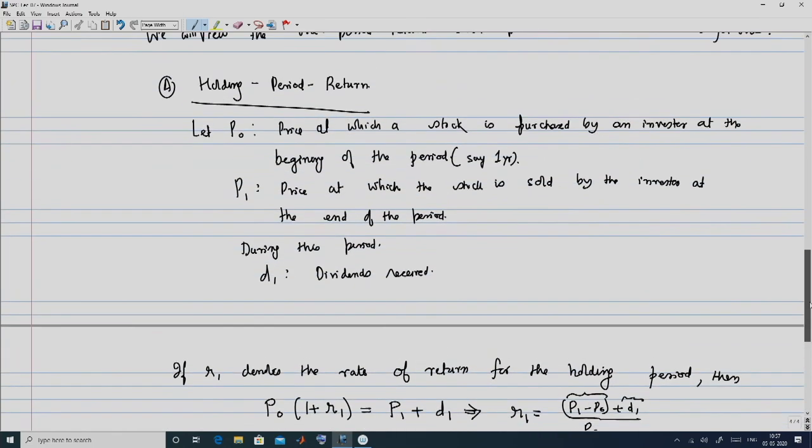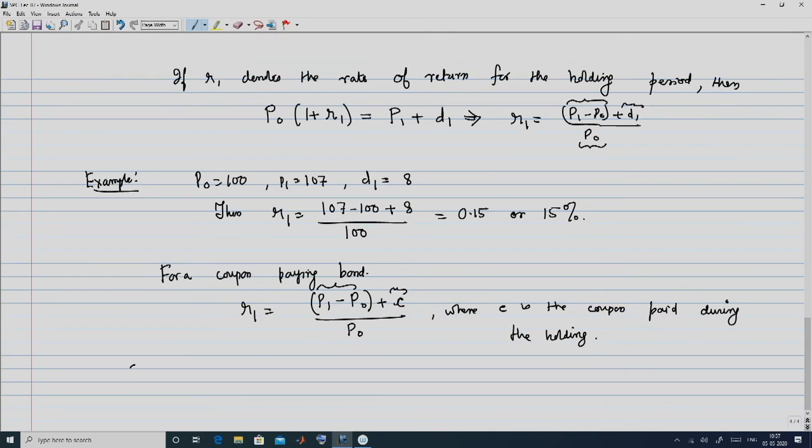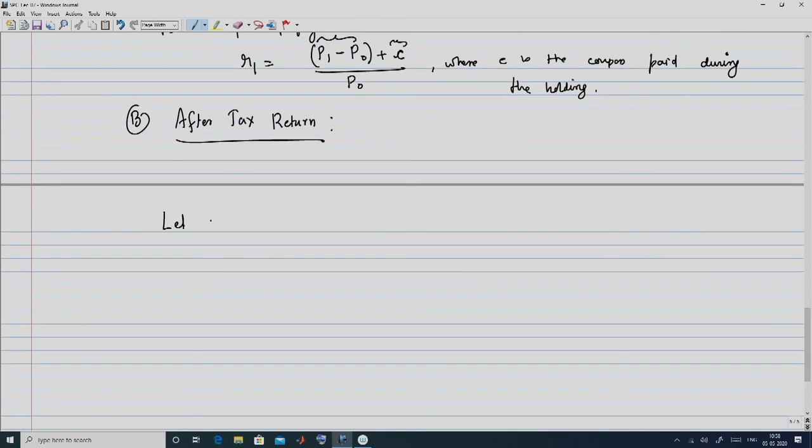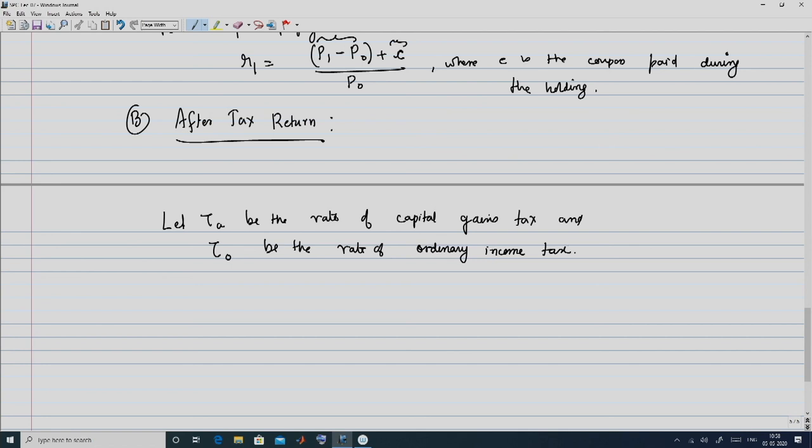Okay, so the next thing that we will look at is what is known as the after-tax return. We will now generalize the definition of returns for the holding period to include tax liabilities that arise. For the after-tax return, I will introduce two notations. Let tau G be the rate of capital gains tax and tau O be the rate of ordinary income tax.